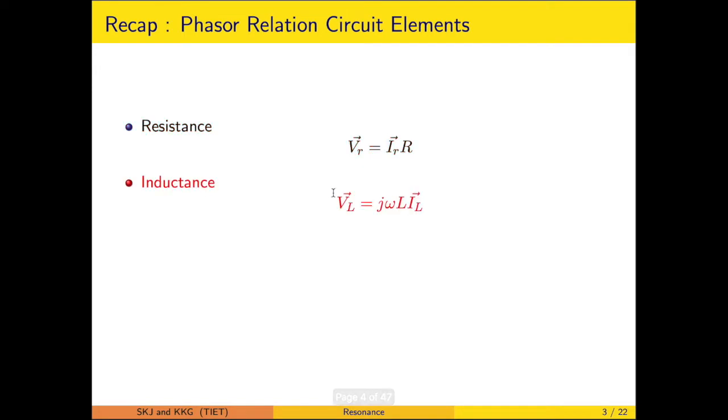For the inductor, VL is equal to jωL IL. That suggests that the voltage across the inductor leads the inductor current by 90 degrees. This 90 degrees comes from the j operator. For the capacitor, similarly, the voltage across the capacitor lags the capacitor current by 90 degrees.